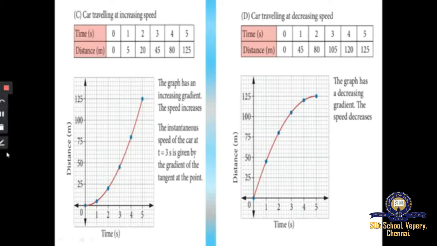The next is a car traveling at decreasing speed. This is a car traveling at increasing speed, and this is a car traveling at decreasing speed. The data is given and the graph is plotted by taking time along the x-axis and distance along the y-axis. As you can infer, the graph has a decreasing gradient. The speed decreases.